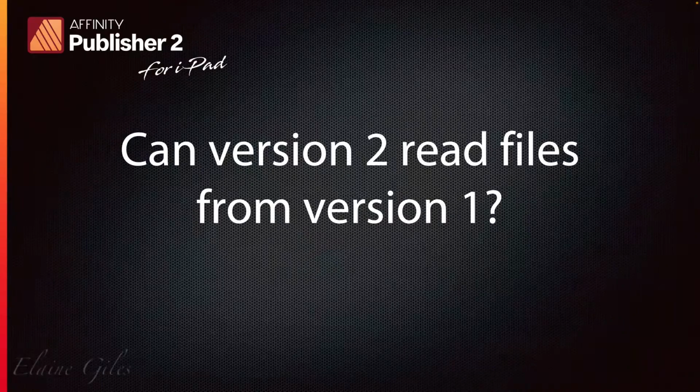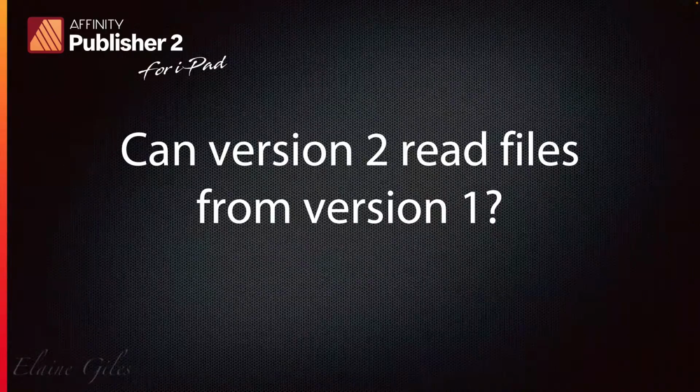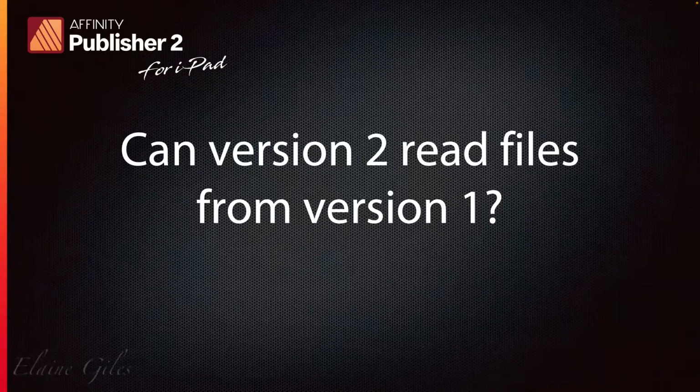Then there's the question: can version 2 read files from version 1? This was specifically in relation to Publisher 2 for iPad, so we're talking Publisher 1 files from the desktop. The answer is yes, but when you save them back, they'll be version 2 files. So if you chose to get the iPad version of Publisher but not upgrade the desktop, you are going to have problems. Your iPad will be able to read the ones from desktop, but when you save back from the iPad, the desktop version won't be able to, which is why I would say that universal license is a bargain.